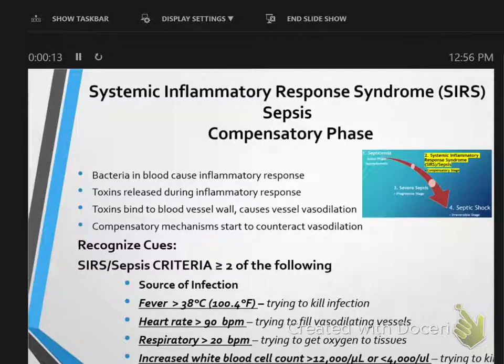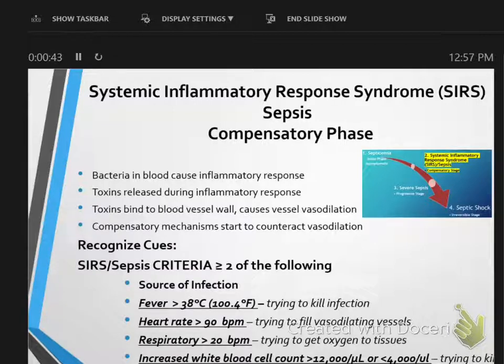Why is less than 4 also a criteria for sepsis? They're all used up. I think we had a couple of patients where I realized I need to relook at that criteria. Yes, less than 4, because all the white blood cells that you had are busy killing things and they are used up. So a low white blood cell count along with a source of infection or a fever can also be considered sepsis, okay?